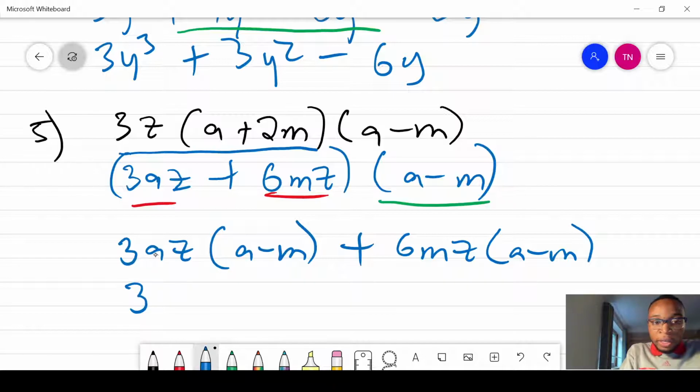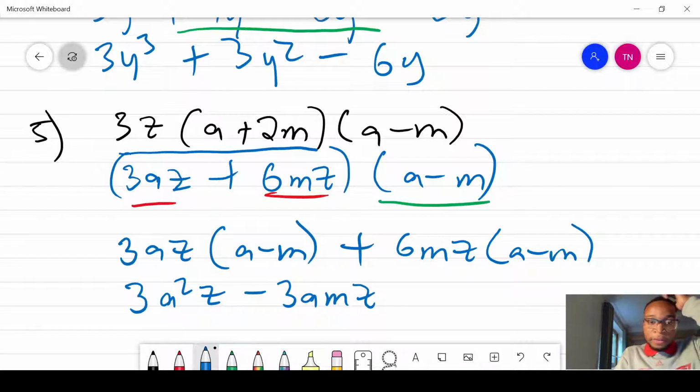3a squared. When we get 3az multiplying a, 3a squared z minus 3amz. When you multiply 3az by negative m, then we're going to add that to 6mz multiplying a, that becomes 6amz. Then when we multiply 6mz by the negative m, we're going to be left with minus 6m squared z.